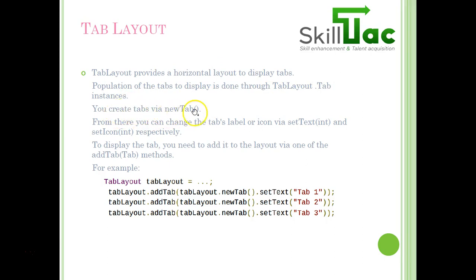So you create tabs via new tab. This is the syntax through which you can create a new tab, which we'll see during our exercise. After creating a tab, you can change the tab's label or icons via set text and set icon respectively. To display the tab, you need to add it to the layout via one of the add tab methods. So this is an example of the format, where tab layout is used as a layout, and inside the tab layout we have the add tab method and set text.